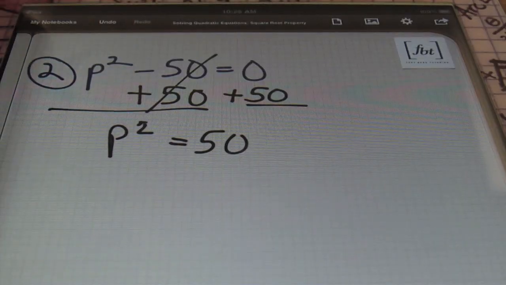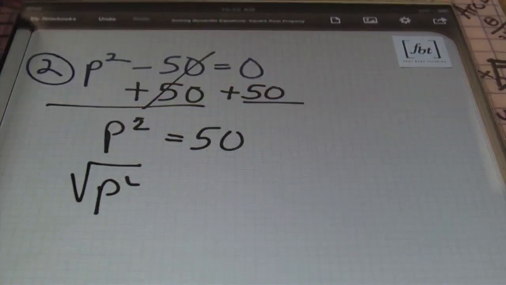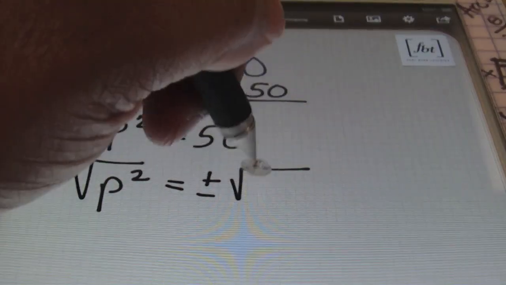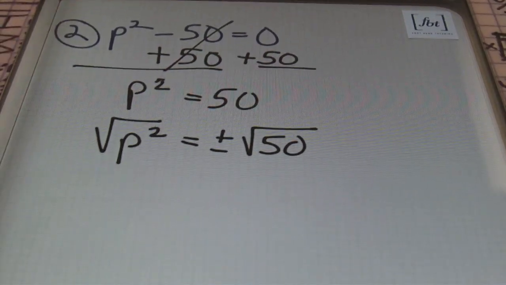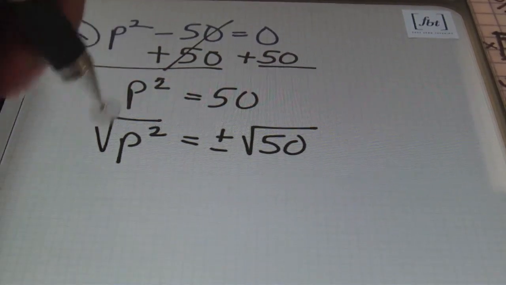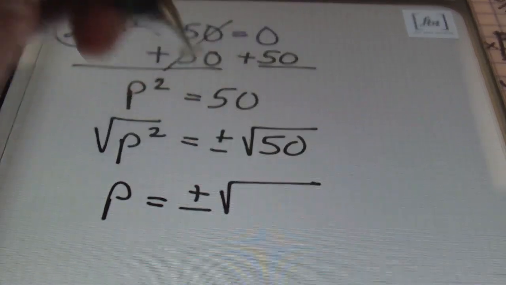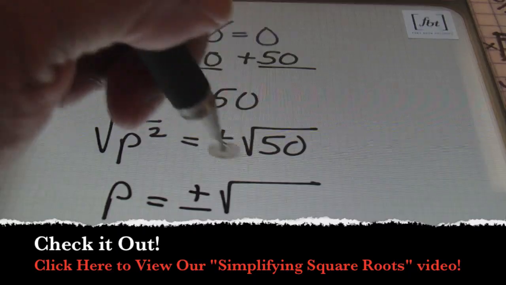And now, in order to get rid of that p squared, ladies and gentlemen, I'll take the square root of both sides, remembering that on the right side of the equal sign, I'll need to put a plus or minus symbol. The square root of p squared, ladies and gentlemen, is p. And what I'll do on the right side is simplify the radical. So here, because this is a square root, I'm looking for the perfect square that'll go evenly into 50, and that would be 25.